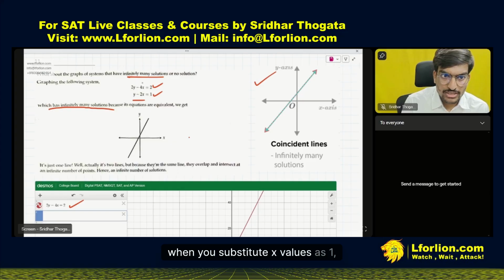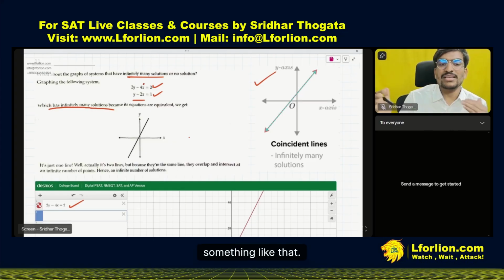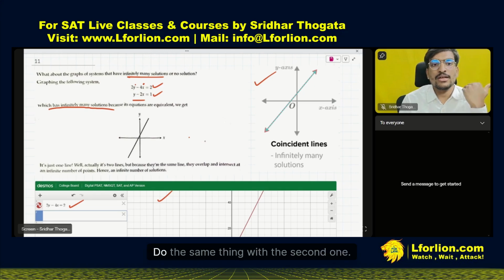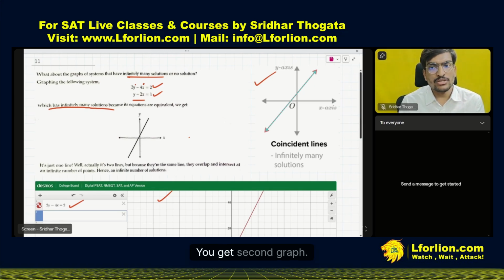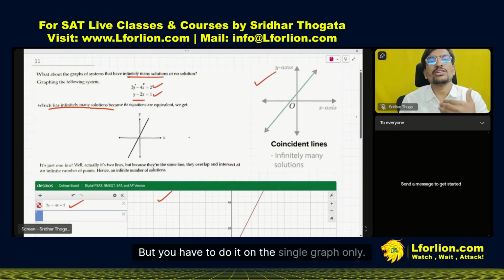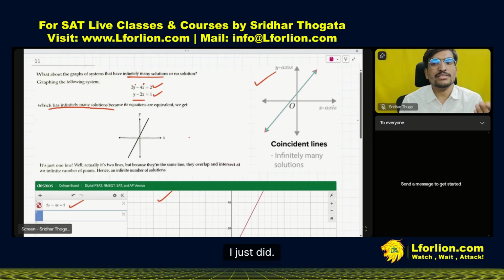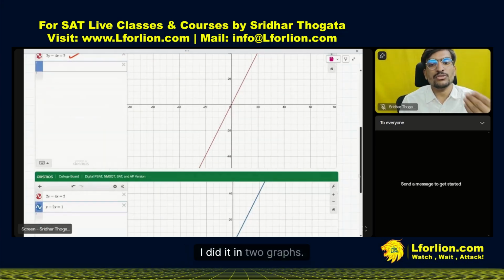When you substitute x values as 1, 2, 3, 4 and get some y values, plot that on the graph and you get the first graph. Do the same thing with the second equation and you get the second graph. But you have to do it on a single graph only. I just did it in two graphs to make you understand.